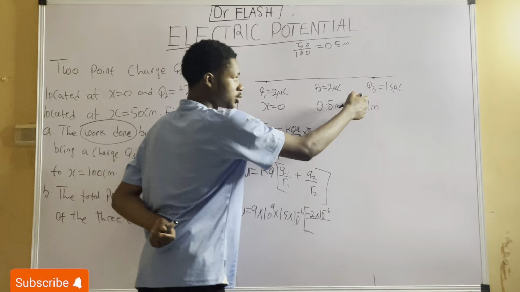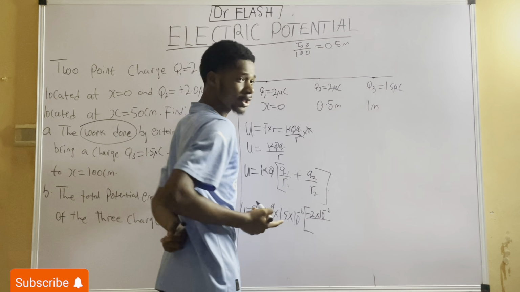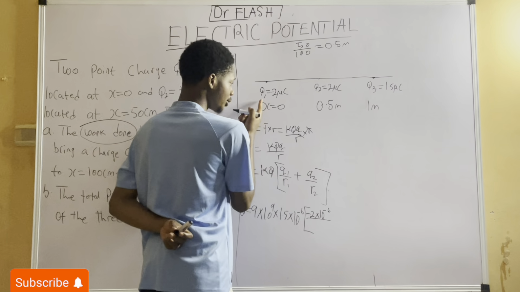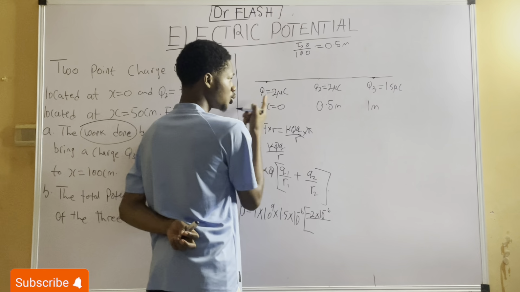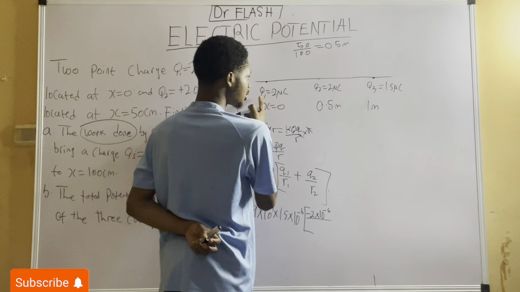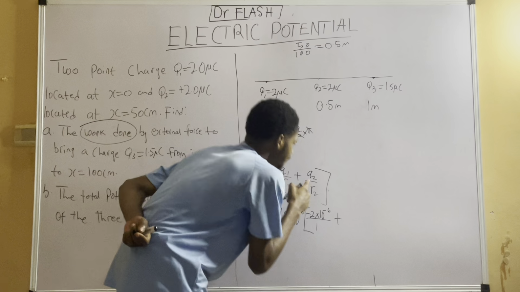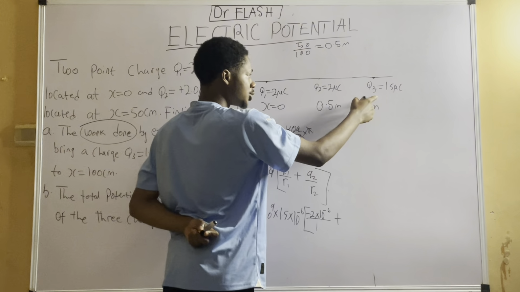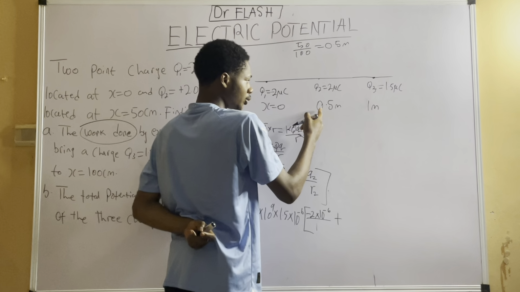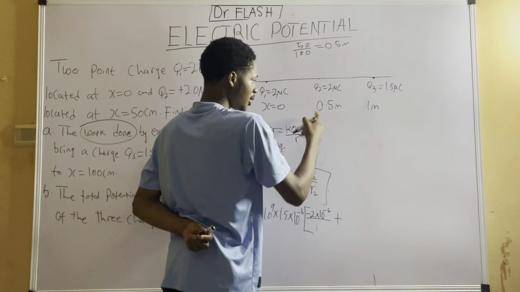what is the distance from Q1 to Q2? Don't use the distance from Q1 to Q2. Most students tend to make mistakes like that. Rather, we're going to make use of the distance between Q1 and Q3, of which the distance is 1 meter. So we're going to have divided by 1, plus Q2, the distance from Q2 to Q3, which are repelling each other. We're going to get 2 microcoulomb divided by 0.5.